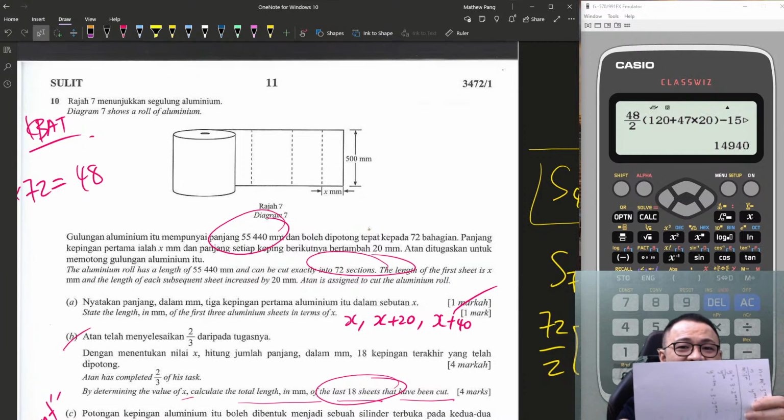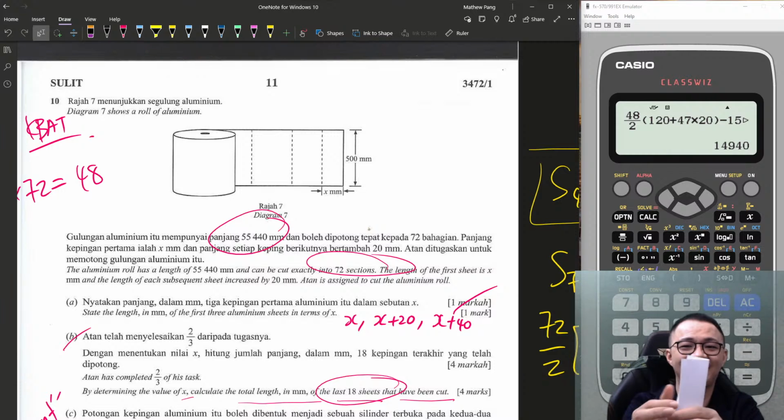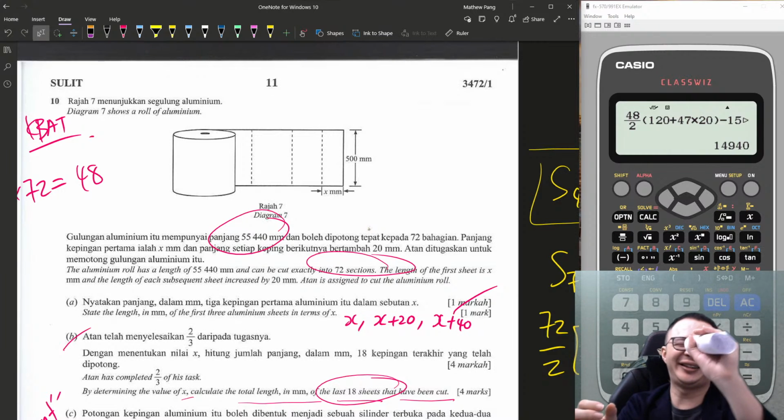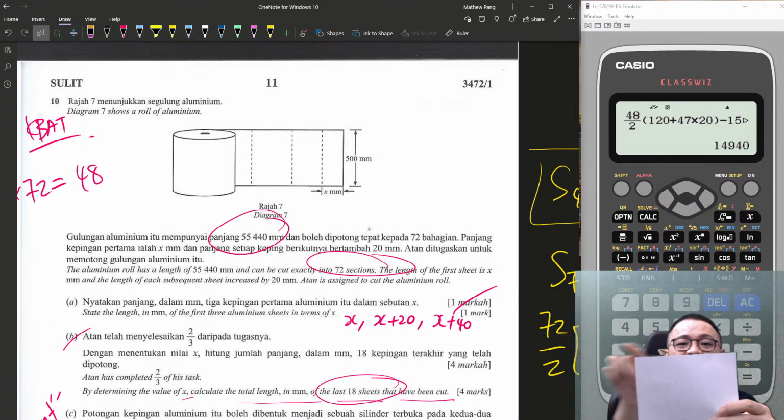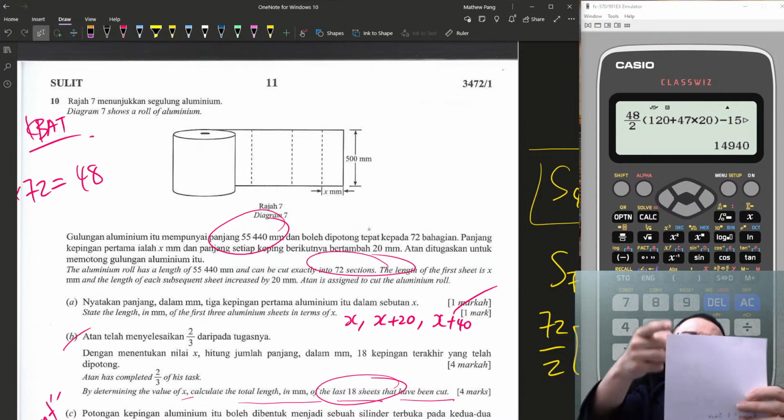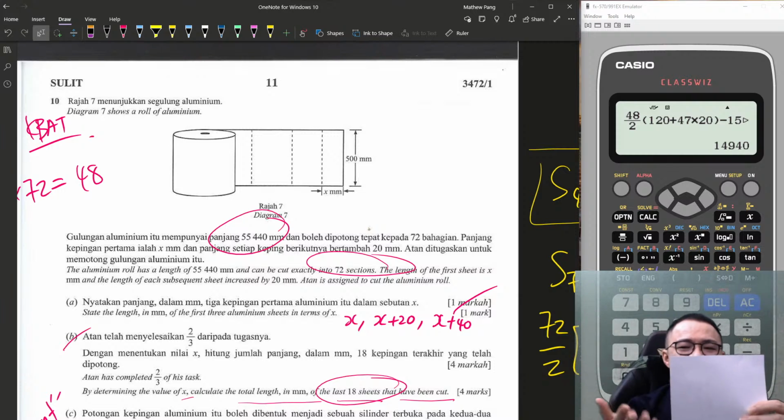But then, I can rotate this one. Then I rotate like this. I also get a thinner cylinder. Do you see that? I get a thinner cylinder. Right now, this one will be my 2 pi r. The length of the aluminum is basically my height. It's not the 500 mm. So there are two ways I can form a cylinder.